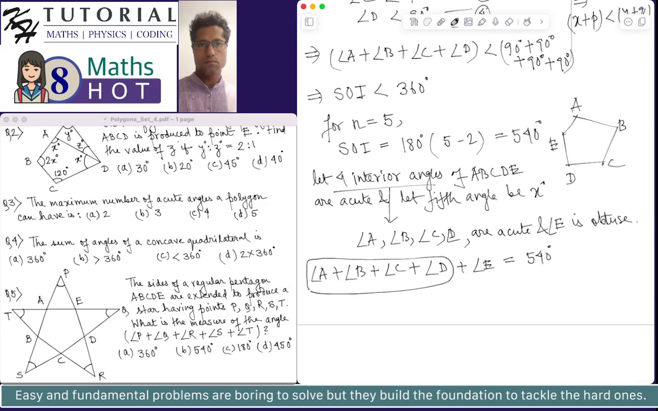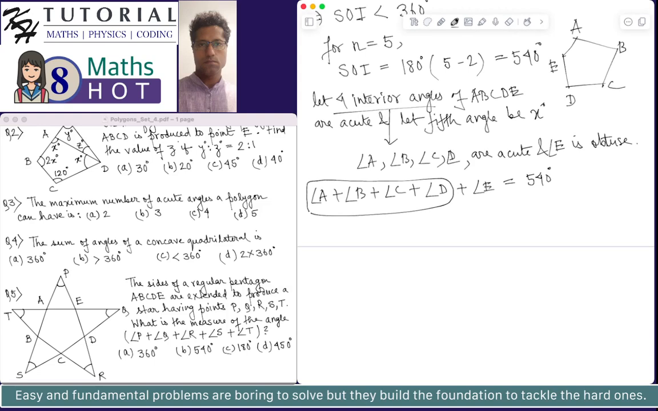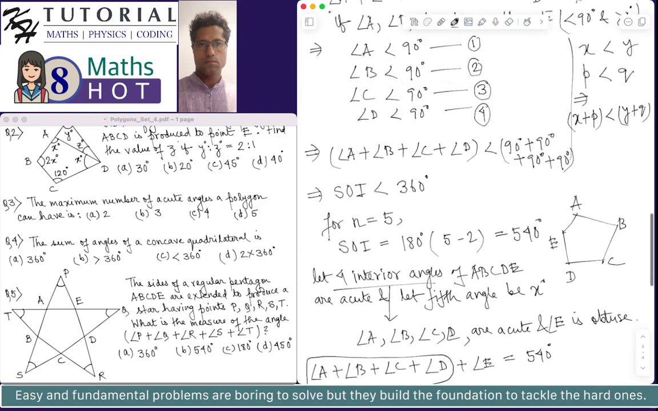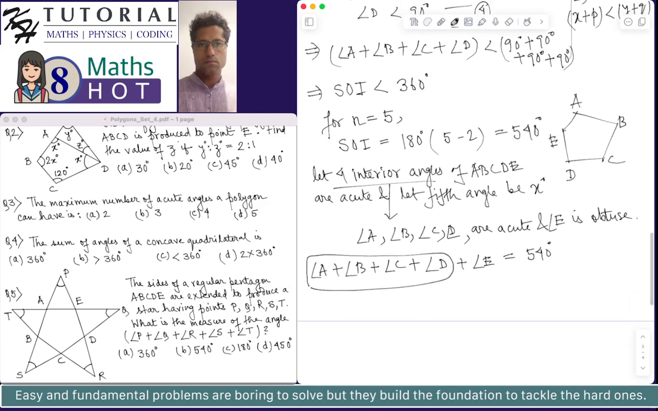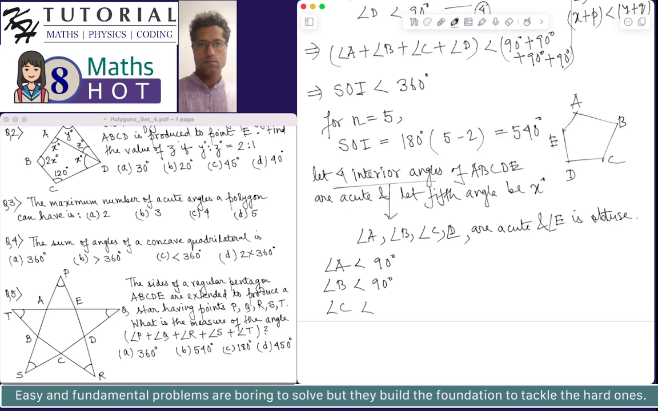Now, since all the angles A, B, C, D are acute, that is less than 90 degrees, and we have considered angle E to be obtuse, we have angle A less than 90 degrees, angle B less than 90 degrees, angle C less than 90 degrees, and angle D less than 90 degrees.